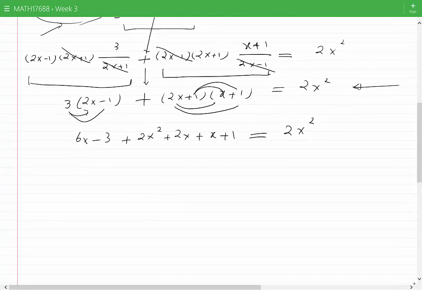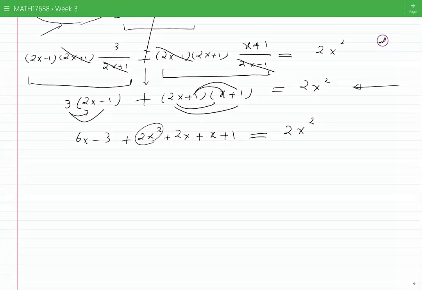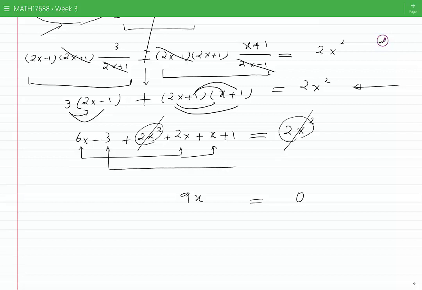Now we see that 2x squared appears on both sides of the equation. We add negative 2x squared to both sides, and this way the equality will not be disturbed. Therefore, the 2x squared terms will disappear from both sides. On the right hand side you will have 0, and on the left hand side we can add 6x and 2x and x to get 9x. And we can also add minus 3 and 1, and that would give us minus 2.